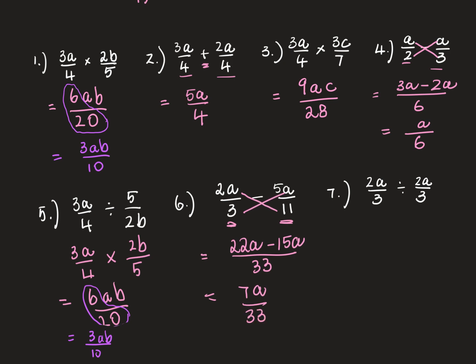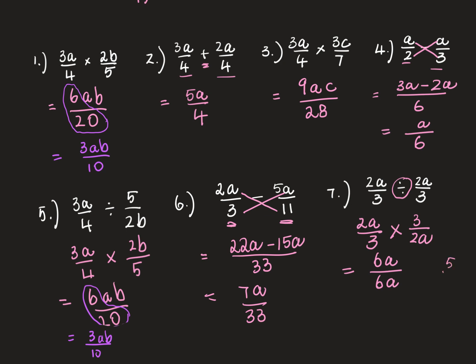This next one here, what am I doing? Well, I'm dividing. So what do I do? I keep the first one the same. I change the division sign to multiply, and then I flip this next one. 3 goes on the top, 2a goes on the bottom. 2a times 3, 6a. 3 times 2a, 6a. Oh, this is interesting, isn't it? I've got exactly the same thing on the top and the bottom.